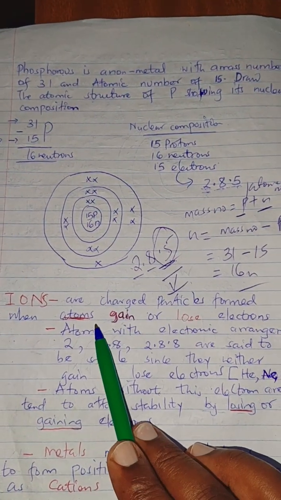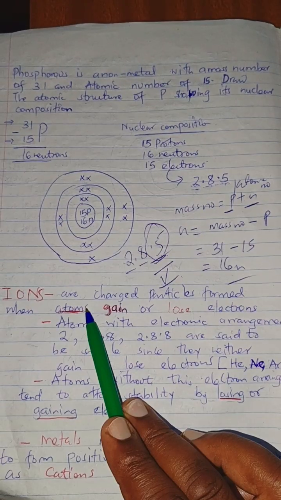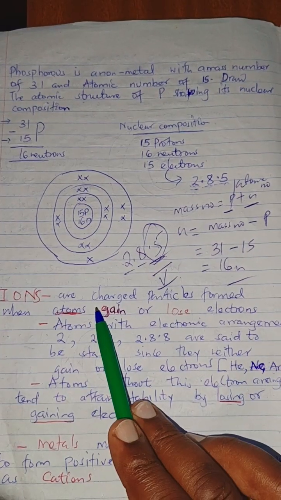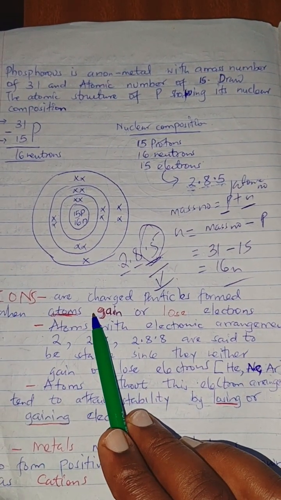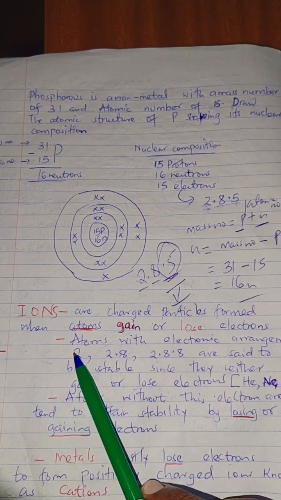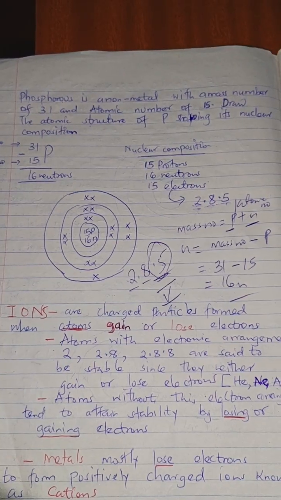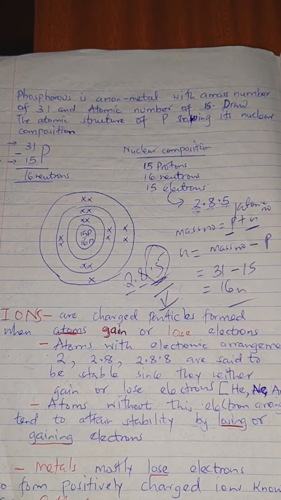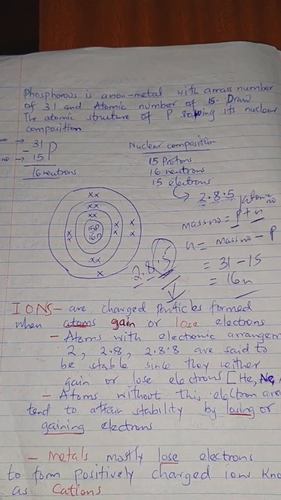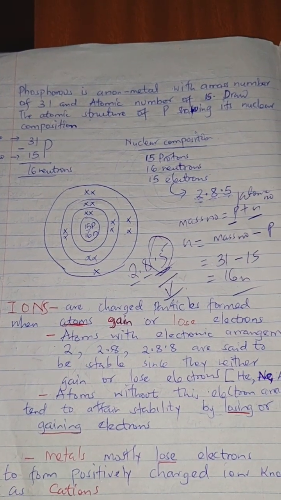And what are ions? After knowing an atom, you should know what an ion is. Very important in chemistry, in electrochemistry. It's very key for you to understand what an ion is. So ions are charged particles formed when an atom loses or gains electrons. Elements that do not have a stable electronic arrangement can either gain or lose electrons because they are not stable. So they form ions.